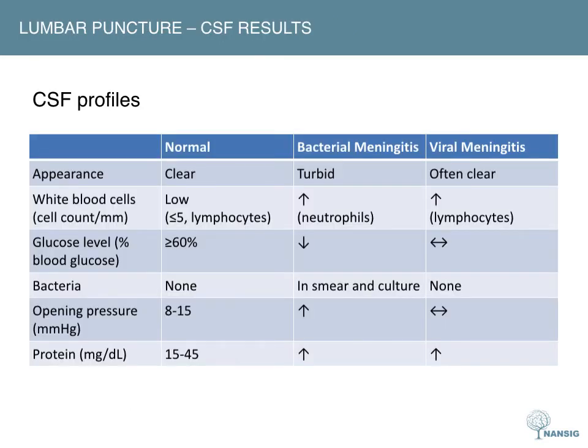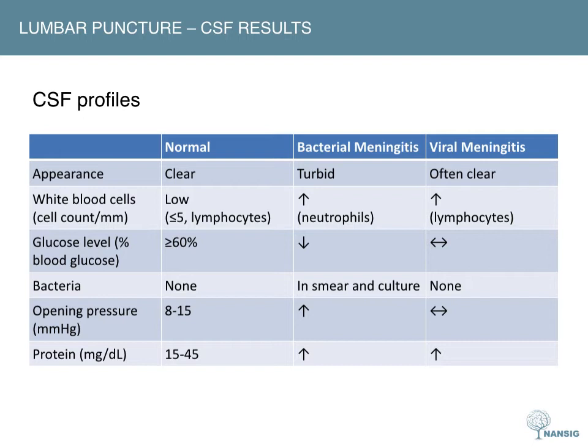Being able to interpret a cerebrospinal fluid profile is useful in diagnosing meningitis. In normal situations, the CSF is clear. It has a low number of white blood cells, which are lymphocytes only. The CSF glucose levels are above 60% of the blood glucose levels. The opening pressure, as measured at lumbar puncture, is low, between 8 and 15 millimeters of mercury, and protein levels are low. These values are altered in meningitis.